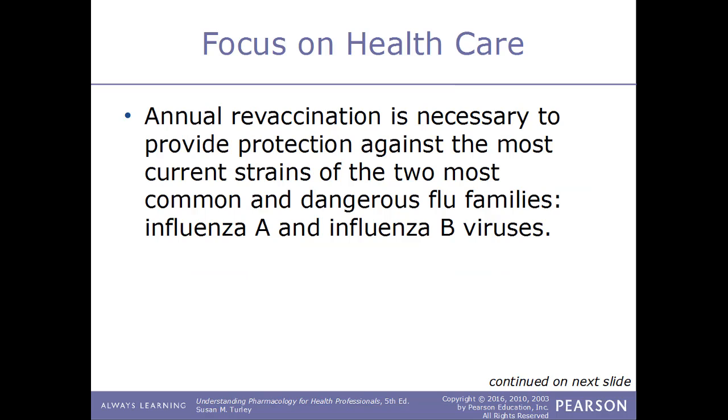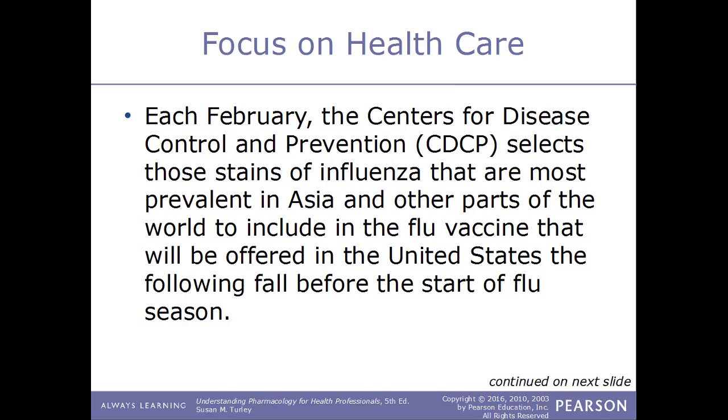Now, annual revaccination is necessary to provide protection against the most current strains of the two most common and dangerous flu families, influenza A and influenza B. So each February, the Centers for Disease Control and Prevention selects those strains of influenza that are the most prevalent in Asia and other parts of the world to include in the flu vaccine that will be offered in the United States the following fall before the start of flu season.